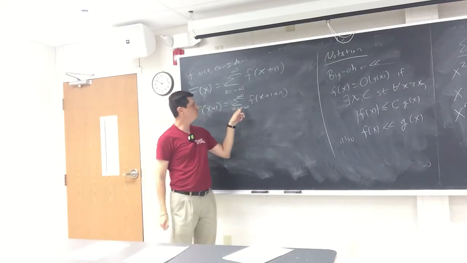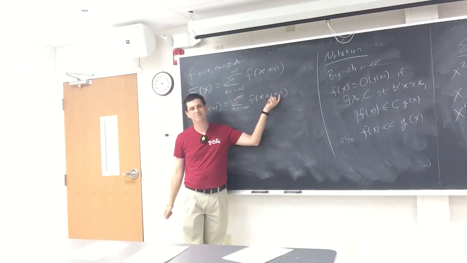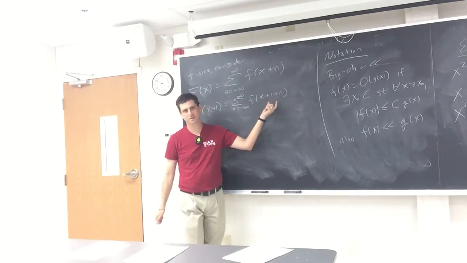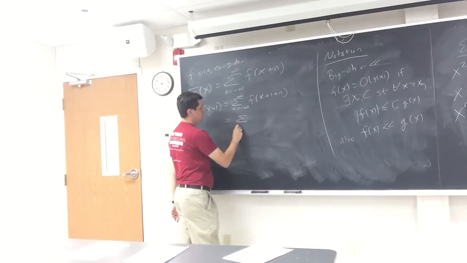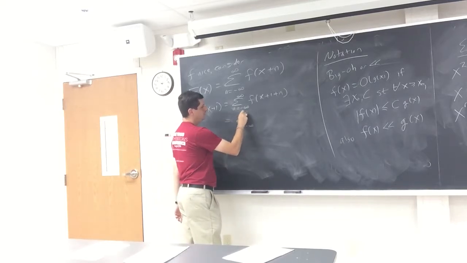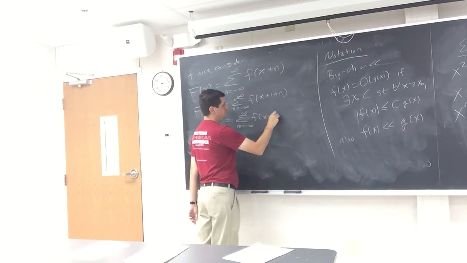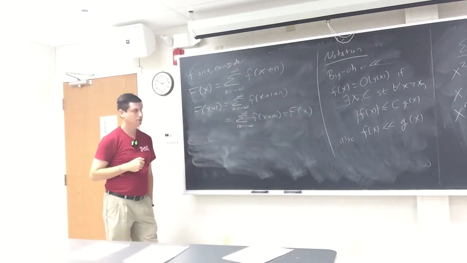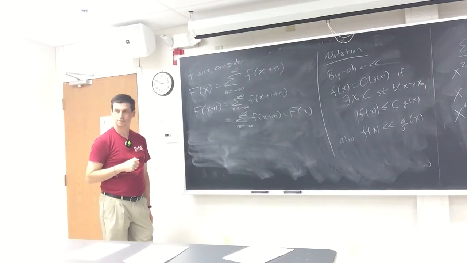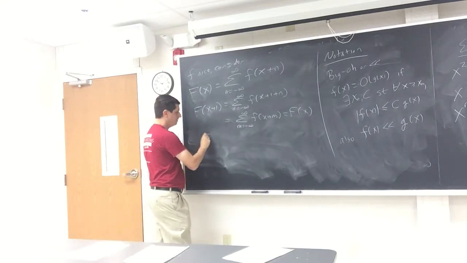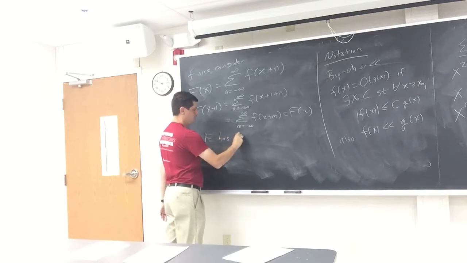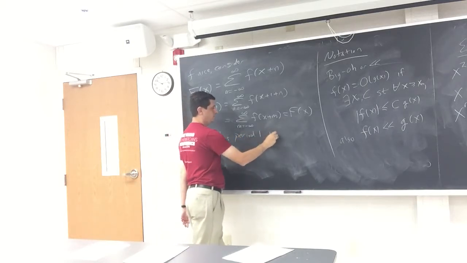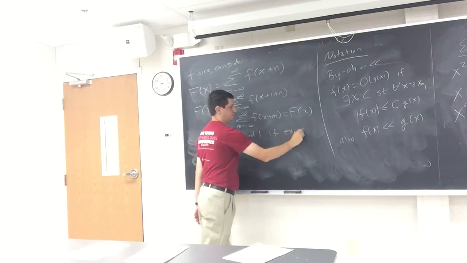Because as n ranges from minus infinity to infinity, what does 1 plus n range over? 1 plus n is going to also range over the integers from minus infinity to infinity. So this is the same as m going from minus infinity to infinity of f of x plus m, which is big F of x. So it's periodic on any interval. Big F is periodic with period 1, if it exists.